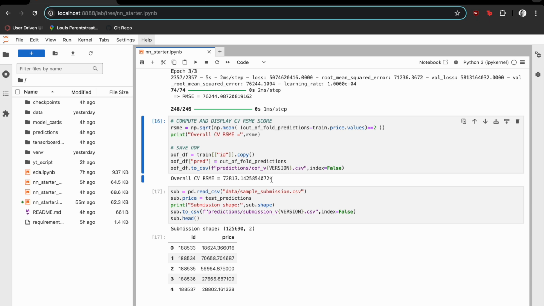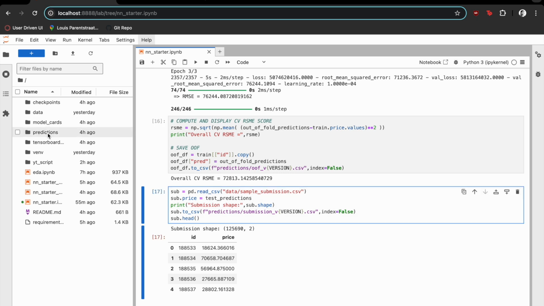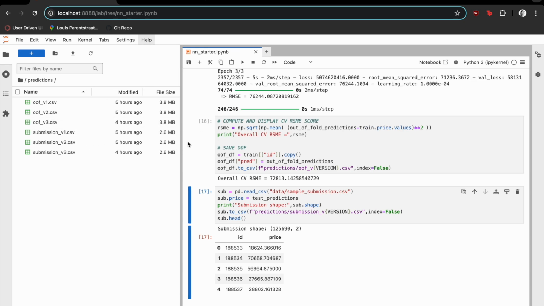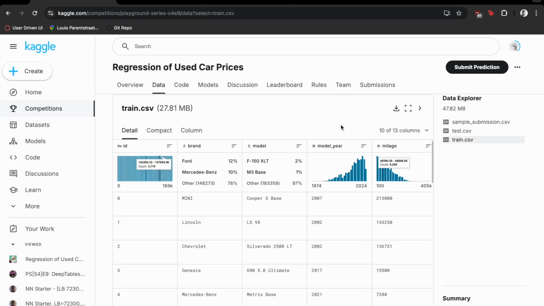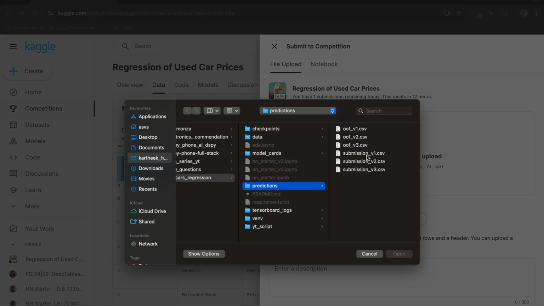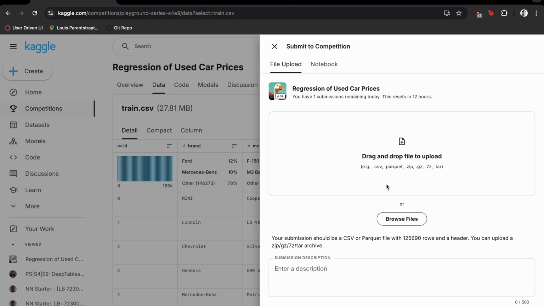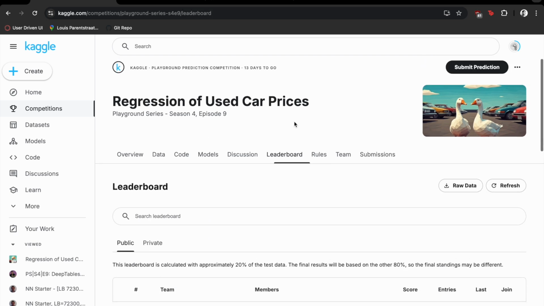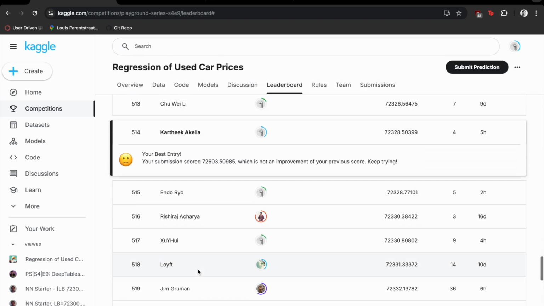So let us create the submission file. In the predictions folder, we'll have a final output of our submission. Now open Kaggle and click on submit predictions and attach your submission CSV file, which I've already done before. There we have it. With a very simple neural network model, we got a public score of 72,328. And now let's look at the leaderboard for our standings compared to others.